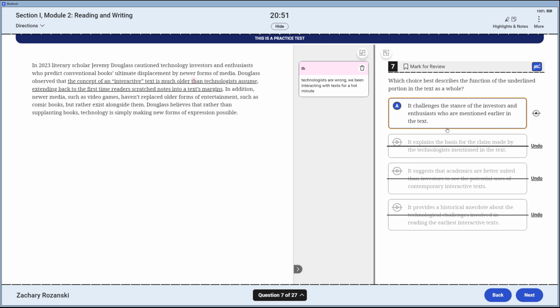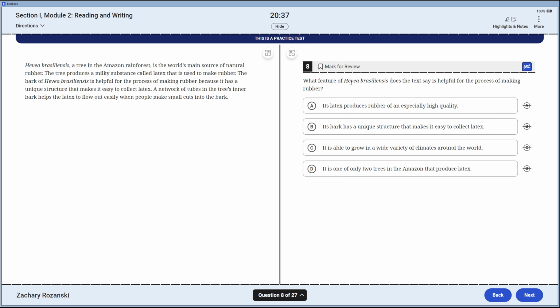It challenges the sense of investors and enthusiasts mentioned earlier in the text. I just want to make sure that they're mentioned because it totally challenges investors and enthusiasts. But I don't have technologists. Caution technology, investors, and these are the technologists. So A is the right answer. Pick it and move on.